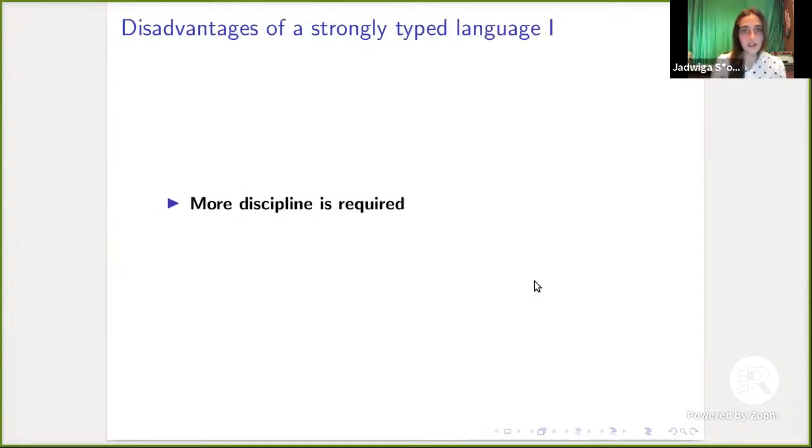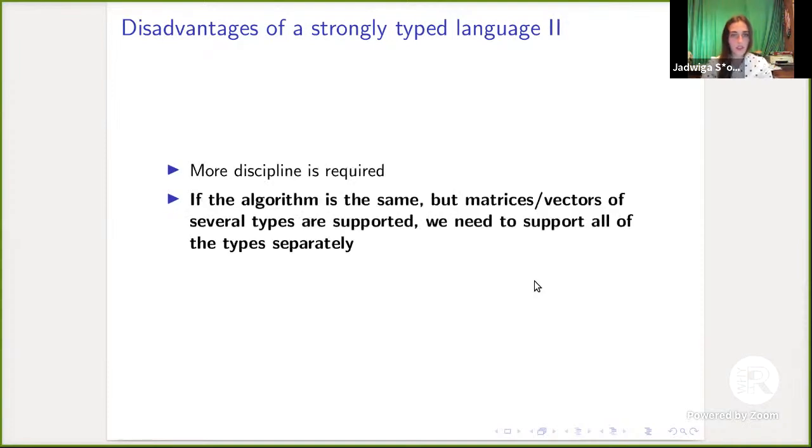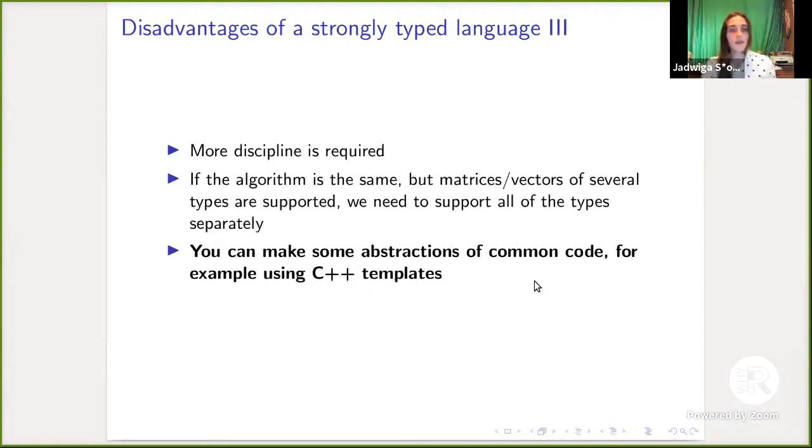What are the disadvantages of a strongly typed language like C++? Much more discipline and focus is required. Even if the algorithm is the same, we have to support many types of matrices, for example, integer matrices, numeric matrices, string matrices. We need to support all of the types separately. It means that we have to export another, dedicated function. However, we can make some abstractions of the common code, for example, using C++ templates.